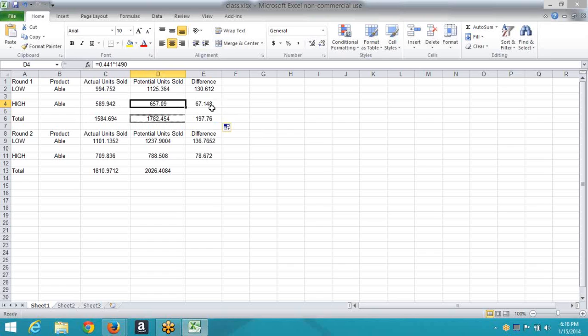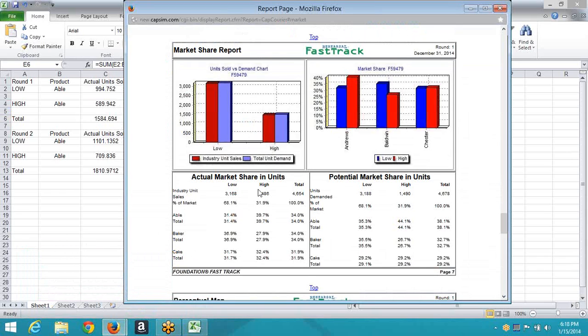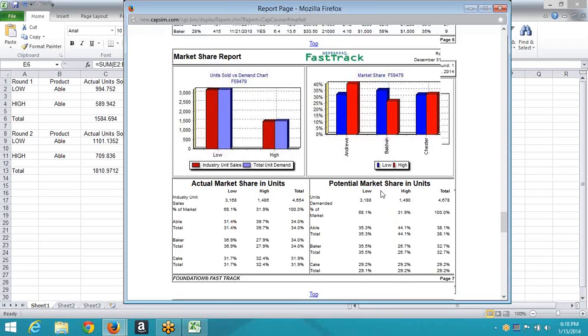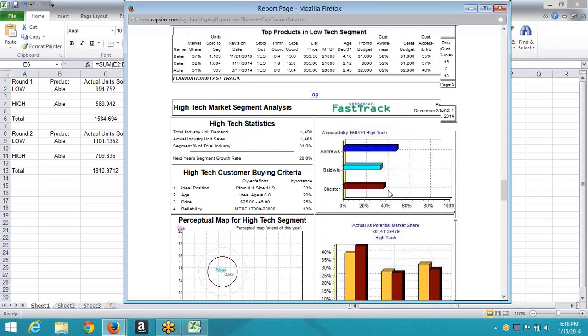I could have sold 657 units. I could have sold 67 units more than what I produced. So in total, I could have sold 197 more. So I should have produced more last round. So now I want to know what I can produce next round. So you're going to use these potential percentage markers to try to predict what you could produce the next round.